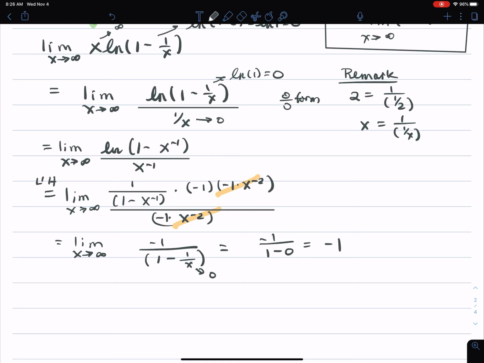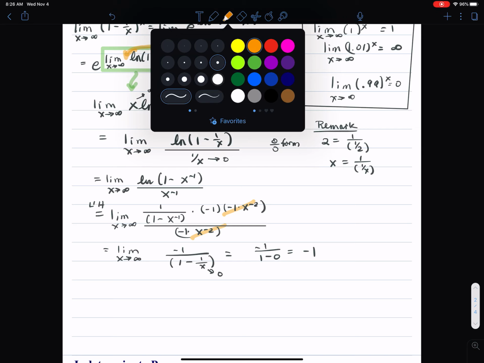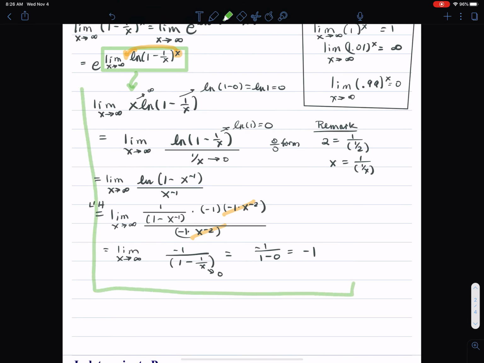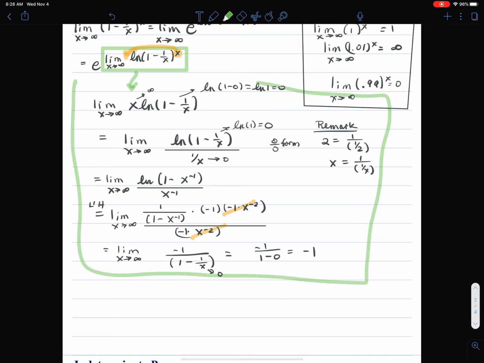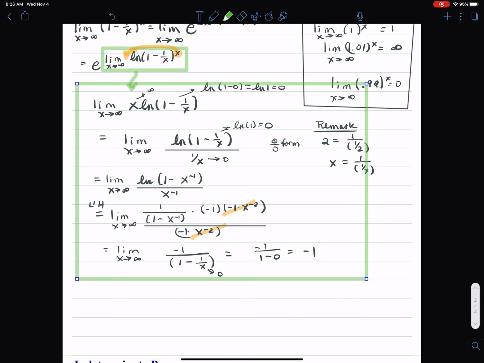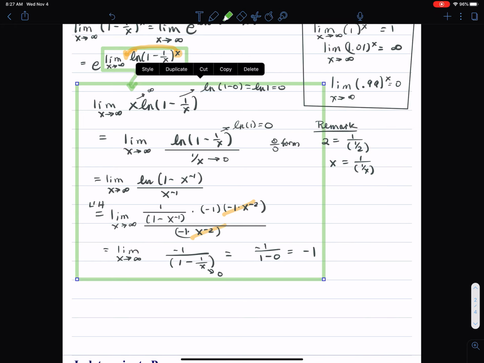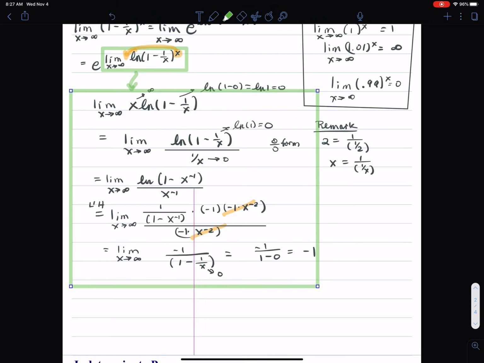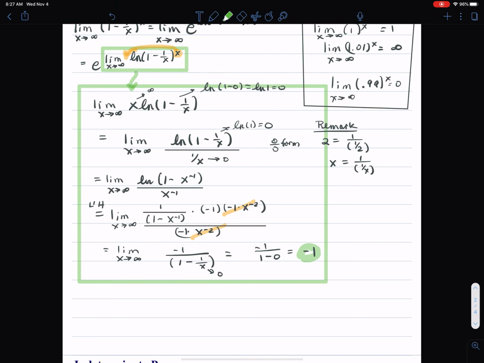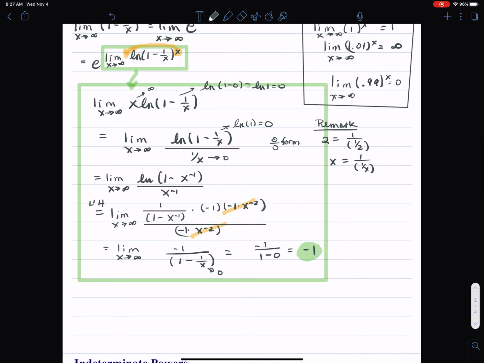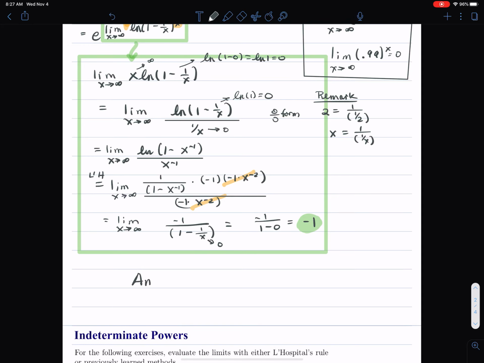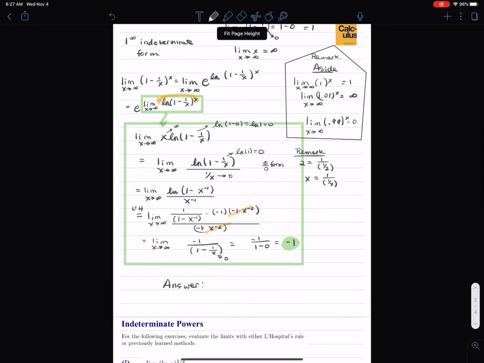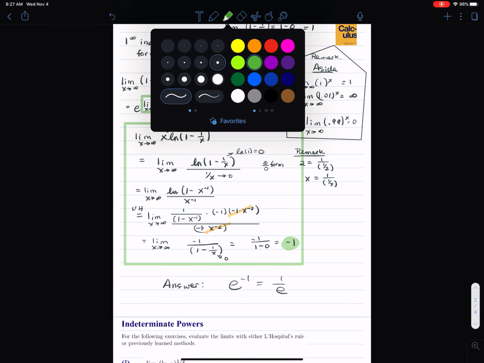This is our sort of intermediate answer, I'll call it. All that stuff in the green box, oh brother, is my green box going to work? All that stuff in the green box, that limit is negative 1. But what I want to find is the limit of e to all that stuff. So the answer in the end is e to the minus 1, e to what was in the green box. If you want, you can write 1 over e. So that's our final answer.